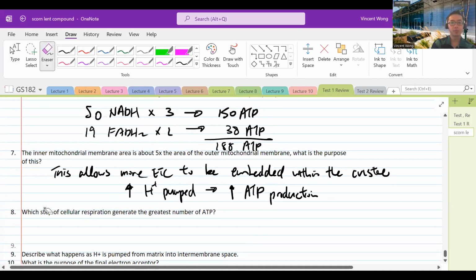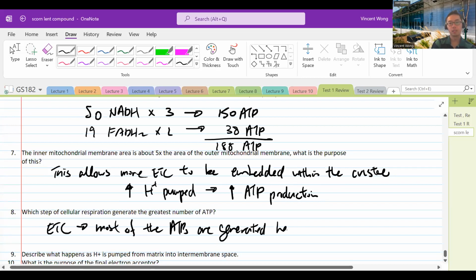Which step of cellular respiration generates the greatest number of ATP? That will be the electron transport chain. Most of the ATPs are generated here through oxidative phosphorylation.